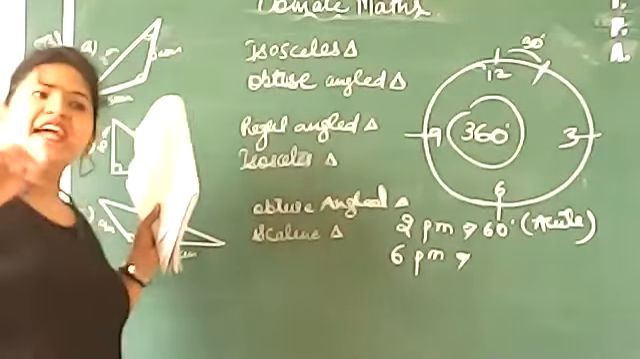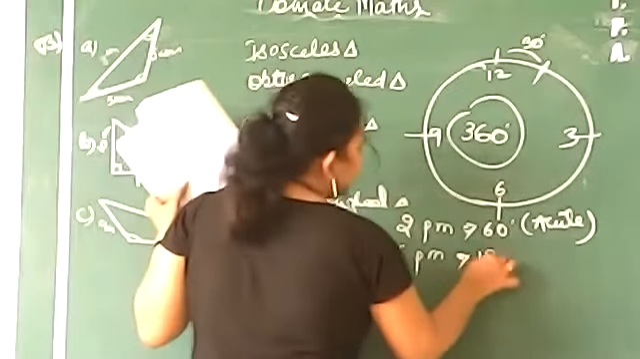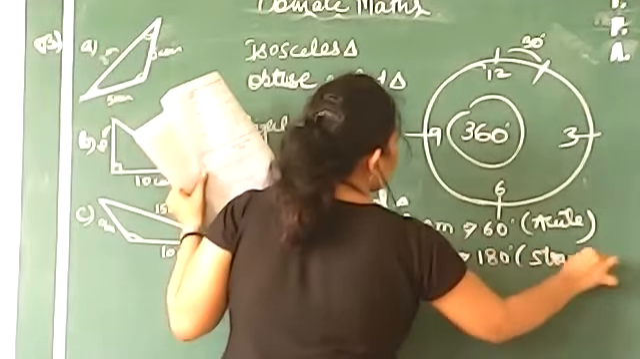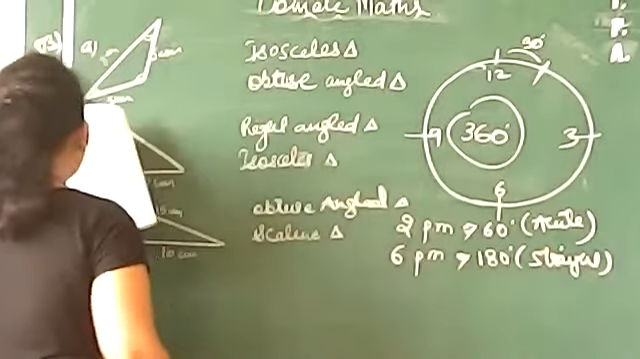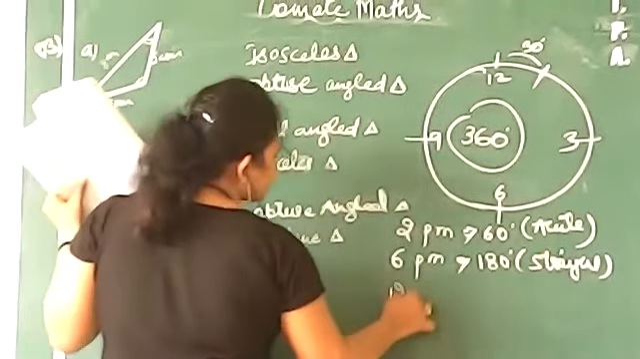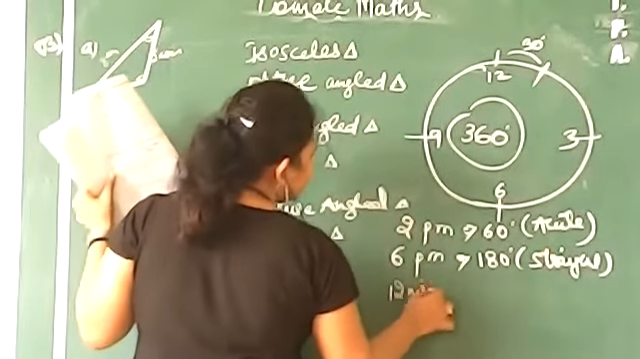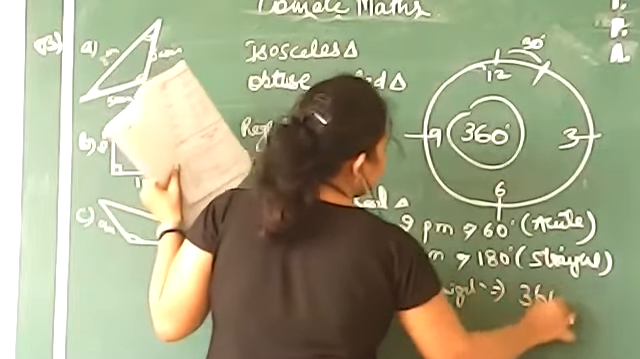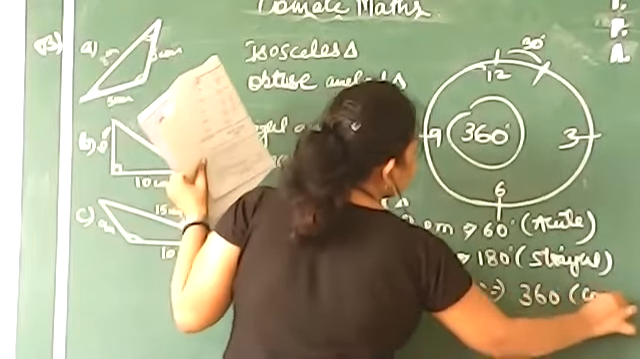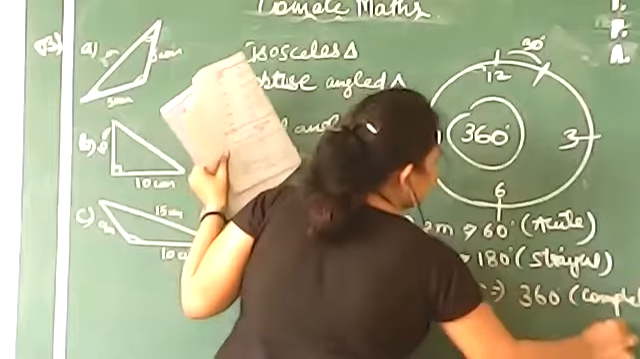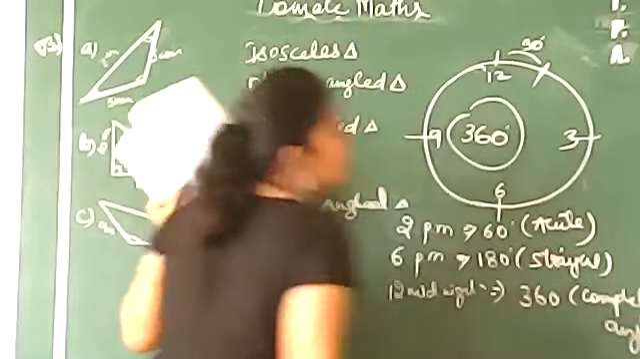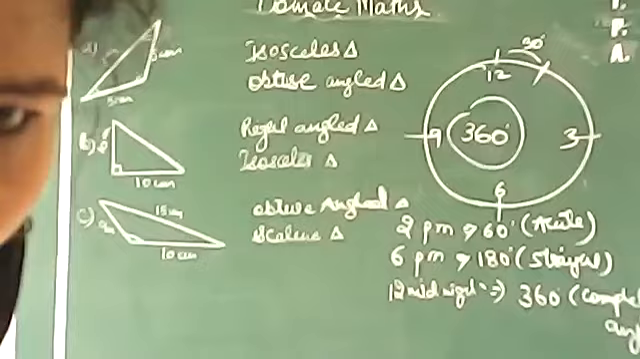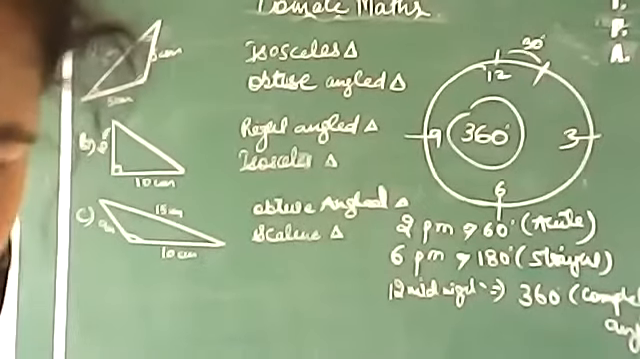6 PM, 6 into 3 is 18, meaning 180 degree, 180 means straight. Move on to the next one, 12 midnight, 360 degree. 360 degree means complete angle. So this is all about for today. In our next class, I will be recording this video completely.